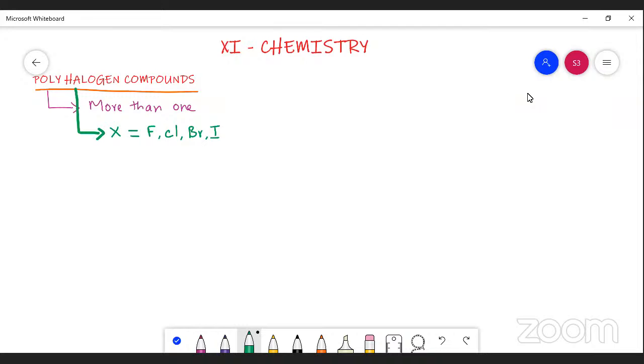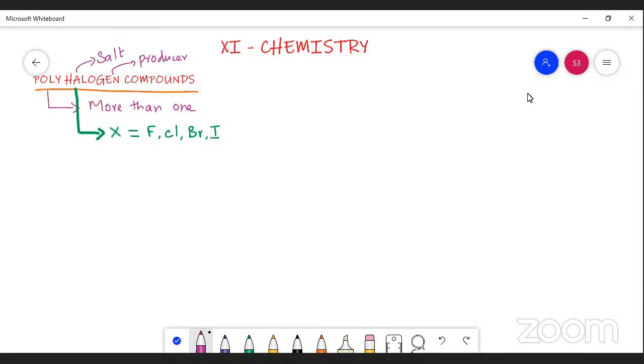And halo means salt, gen means produce. So halo means salt, and gen means producer. Salt producers, like the best salt we know, table salt, sodium chloride. So salt producers are called halogens, and poly means more than one.